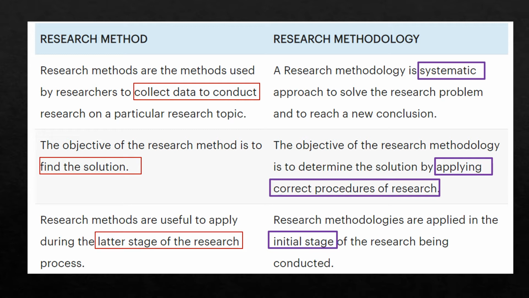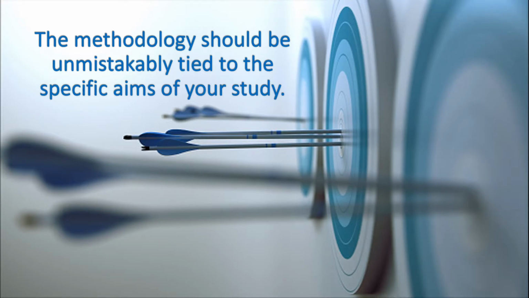If you go back to research method, you're looking at how to apply. Usually this is applied during the later stage of the research process, whereas the methodology, from the very beginning, you have determined that this is the methodology you're going to use. And sometimes you may change it, but this is the guide that you will have throughout your study. The methodology should be unmistakably tied to the specific aims of your study. That means the methodology that you have chosen should be suitable to answer your research question.